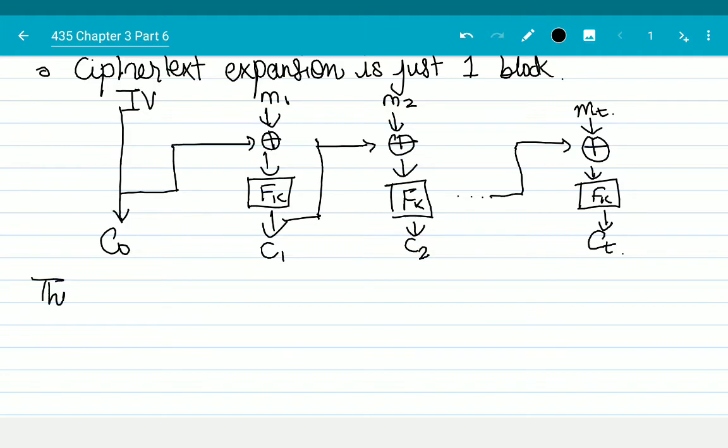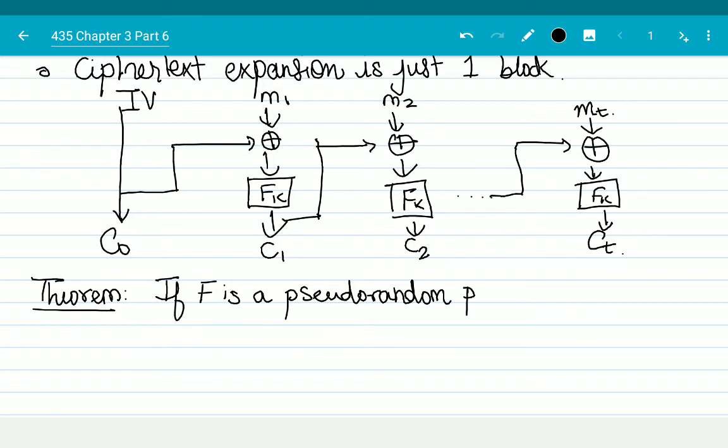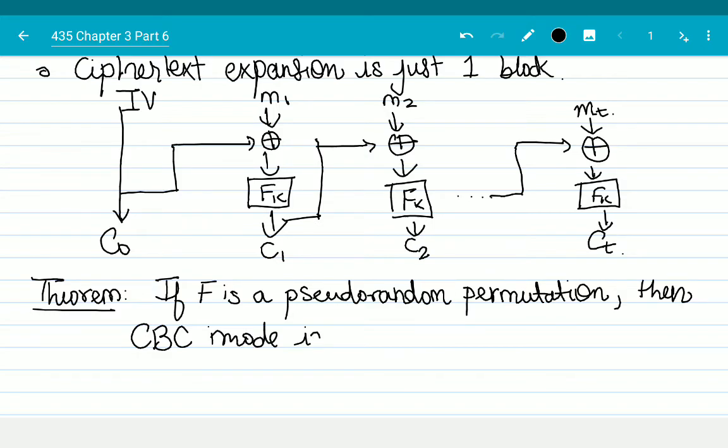And the theorem says if F is a pseudo-random permutation, i.e. F is a one-to-one function which is invertible, then CBC mode is CPA secure.